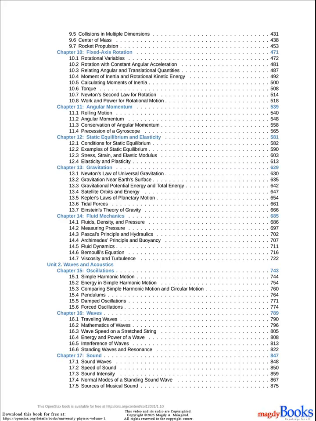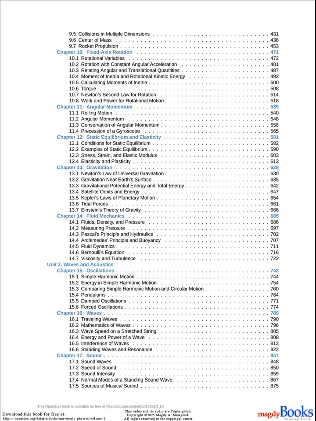Chapter 12. Static equilibrium and elasticity. 12.1. Conditions for static equilibrium. 12.2. Examples of static equilibrium. 12.3. Stress, strain, and elastic modulus. 12.4. Elasticity and plasticity.